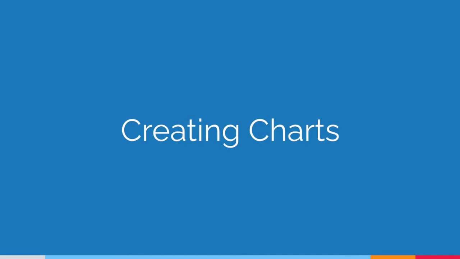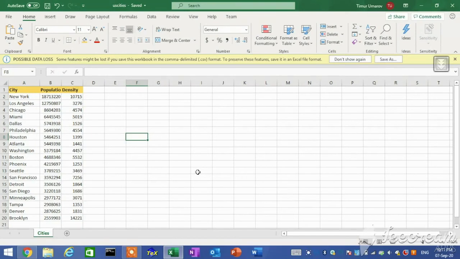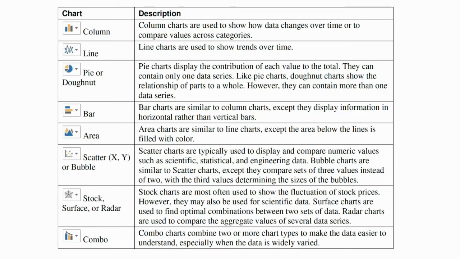Creating charts. Excel provides a variety of chart types that you can choose from when creating a chart. Each chart type has a number of subtypes and is best suited for conveying a different type of information. If you are not sure which type of chart is appropriate for your data, you can use one of the charts recommended by Excel. On the screen, you can see chart types and their descriptions.